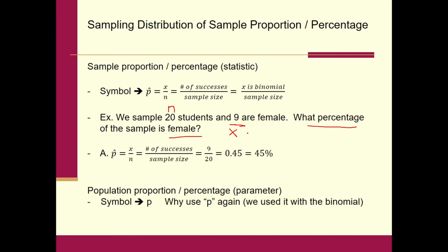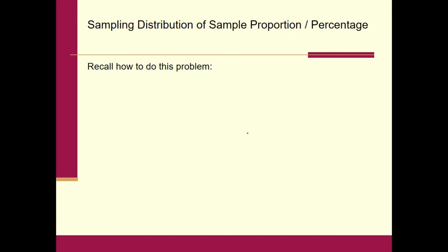Now, don't freak out about this one, but the symbol that we give it is lowercase p. And you might be asking, why are we using lowercase p again? We used it with the binomial. Well, obviously, p hat and these proportions, and for that matter lowercase p, are all related to one another. We need to develop this a little bit and show you why we are using lowercase p again. So recall how to do this problem.